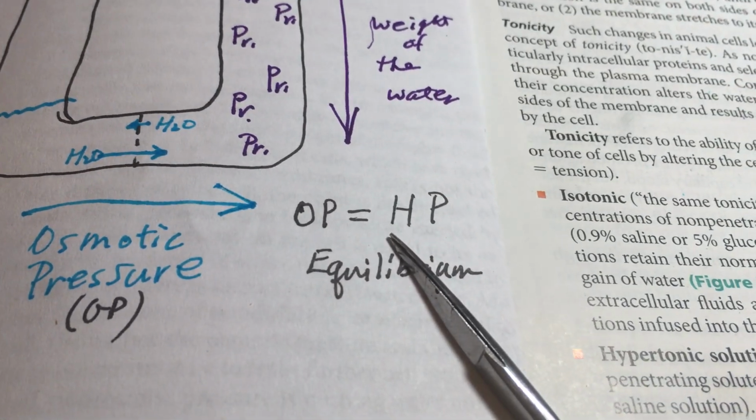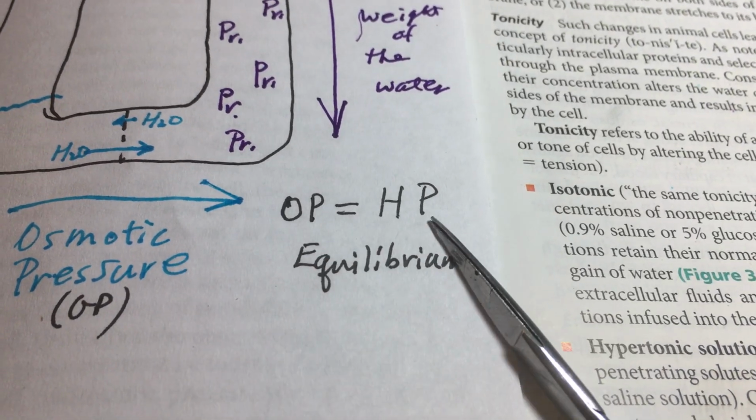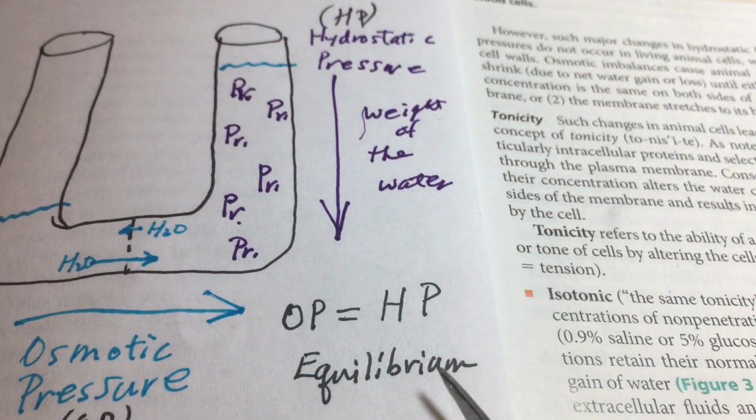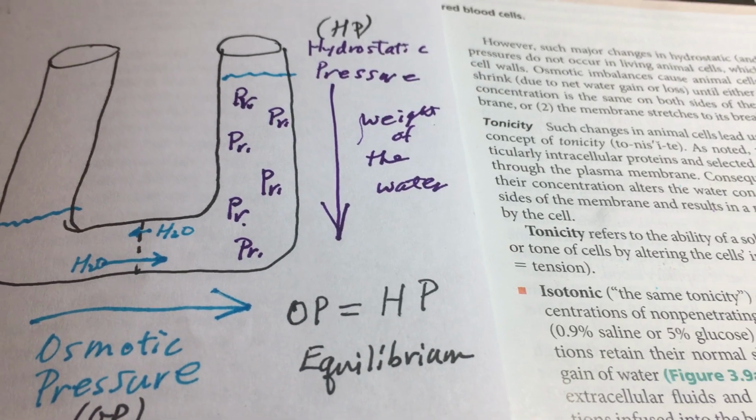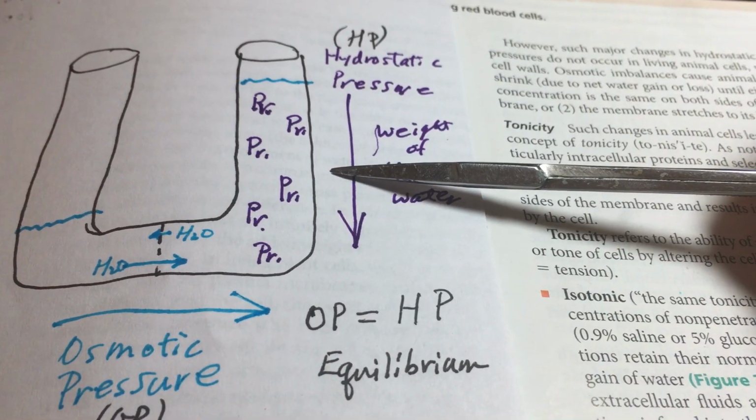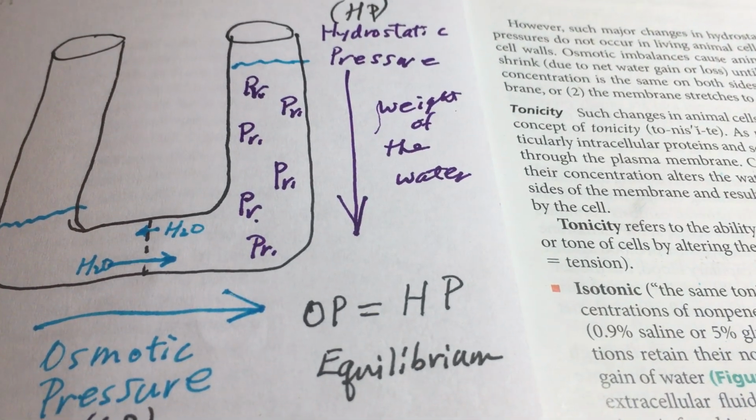So I've abbreviated that right here. When osmotic pressure and hydrostatic pressure are equal in their forces, then we have equilibrium again, and we remain in this scenario right here. Okay?